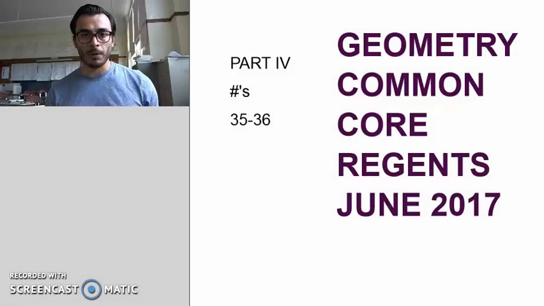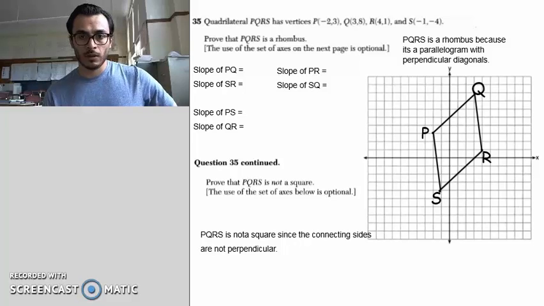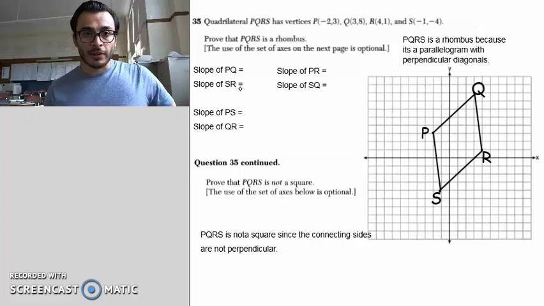Okay, part 4, questions 35 and 36. So we have a straightforward proof in a coordinate plane. First, we have to prove that PQRS is a rhombus, and then we have to prove that PQRS is not a square. All right, let's get to it.